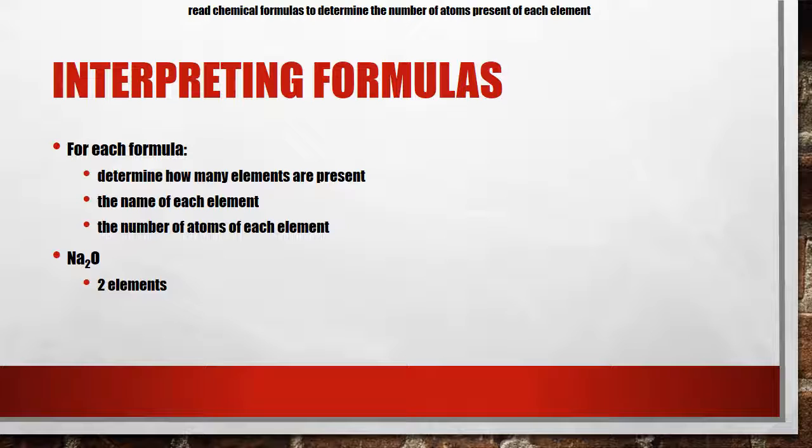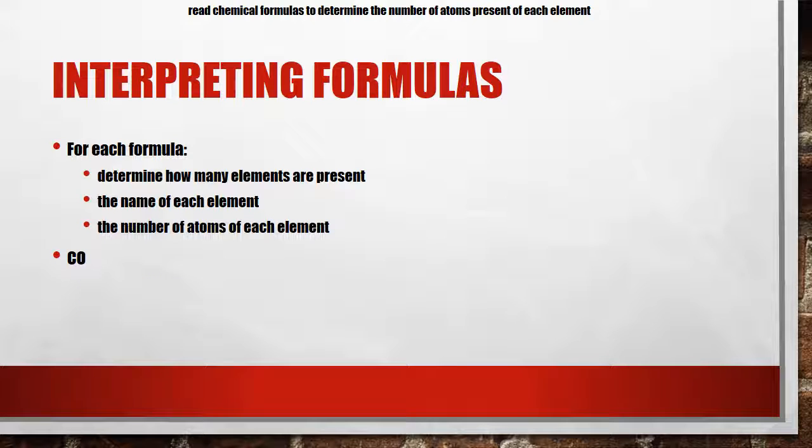And if you look at your periodic table, you'll see that Na stands for sodium, and as we know, O is oxygen. So there are 2 elements, one being sodium, one being oxygen. And then as far as the number of atoms present, notice that subscript 2 comes after the symbol for sodium. So there are 2 sodium atoms. And there is no subscript here next to the oxygen, so there is just 1 oxygen atom.